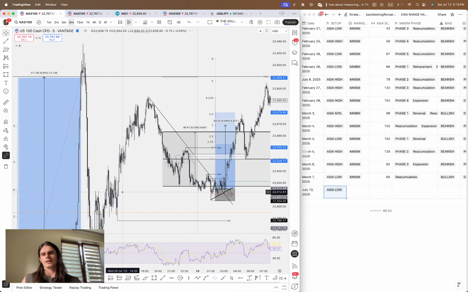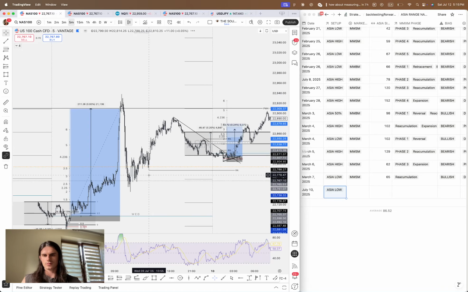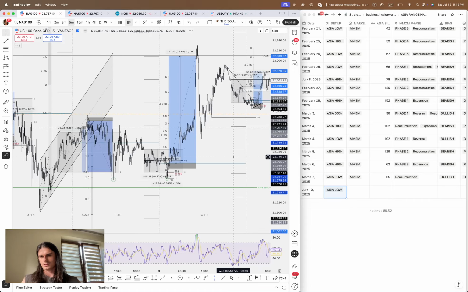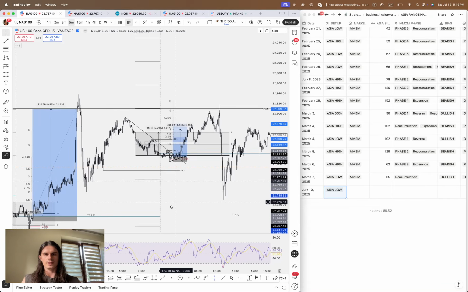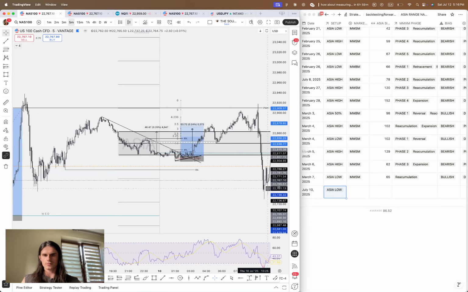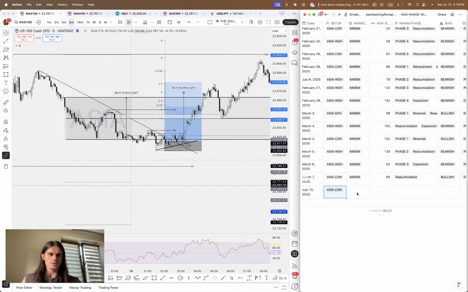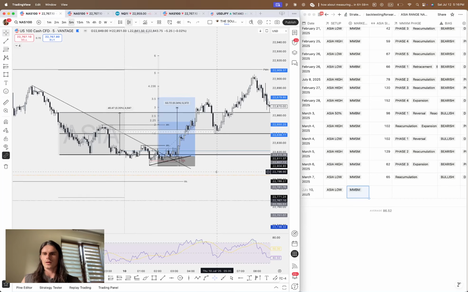Then I'm looking at the market structure. So the market structure would be, for me, the MMBM, market maker bimodal. It is the reaccumulation of it. So I'll say that this is MMBM, market maker bimodal.